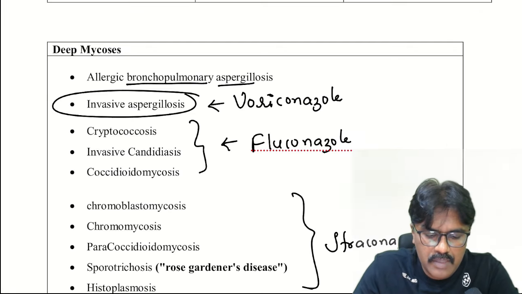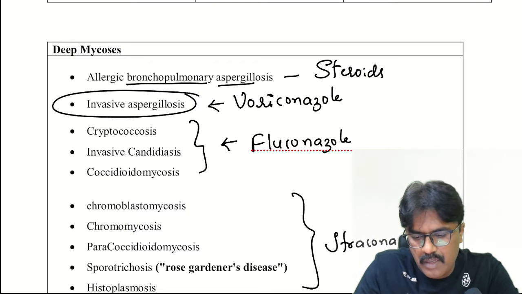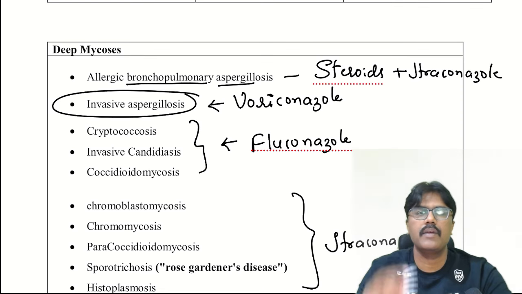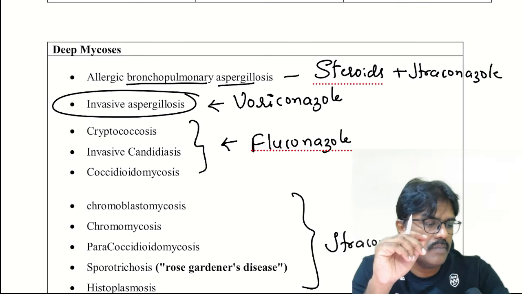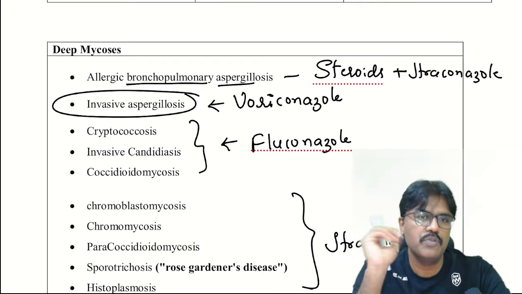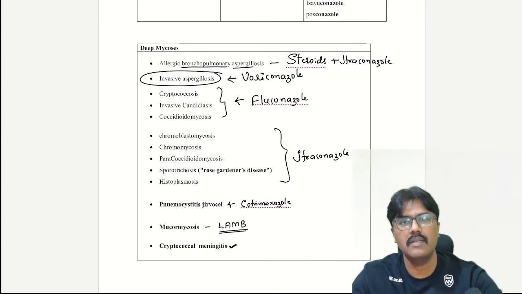Allergic bronchopulmonary aspergillosis, we use steroid and antifungal, that is itraconazole. So what we learned from this MCQ is various fungal infections and their drugs of choice. So please pause the video and try to study this.